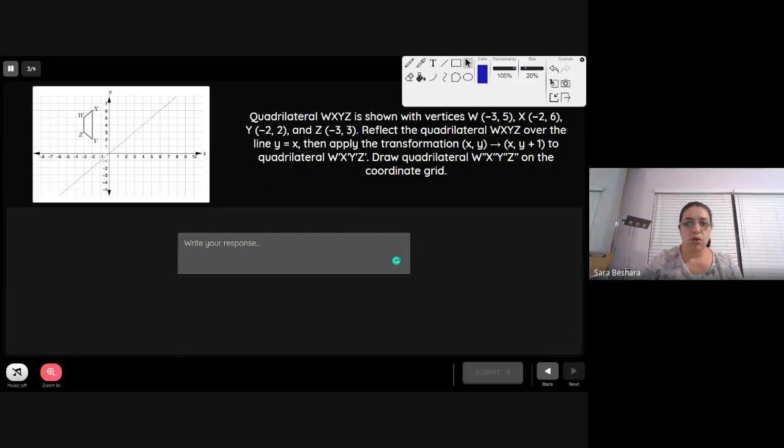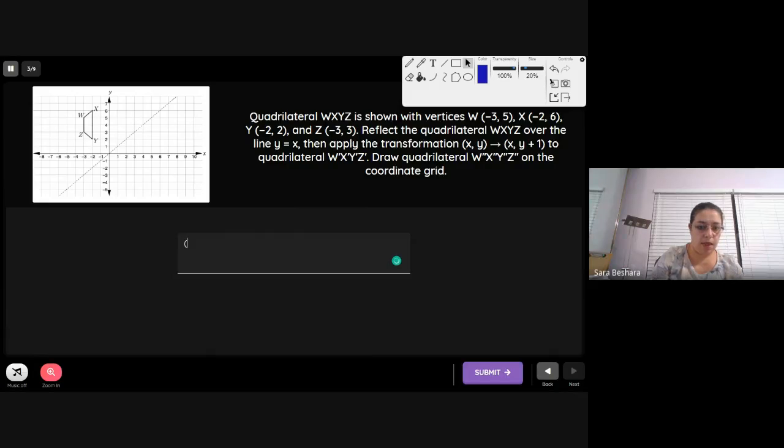Okay, so it would be 5, -2, and then we have 6, -1, and then we have 2, -1, and 3, -2. Those are the four double prime ones.